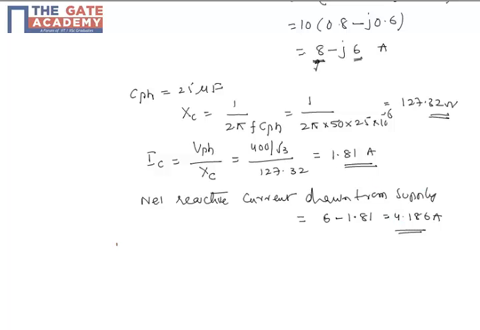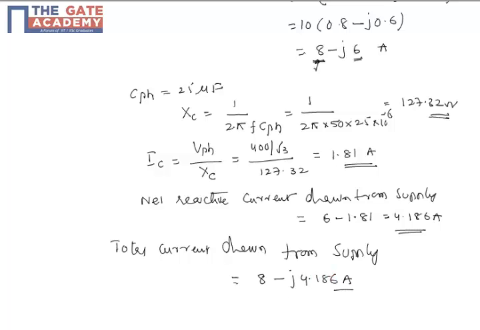Now the total current drawn from the supply is equal to the active current, that is 8 minus j4.186 amperes. So the current, if I see in the form of magnitude, is the square root of 8 squared plus 4.186 squared. So this is 9.02 amperes.